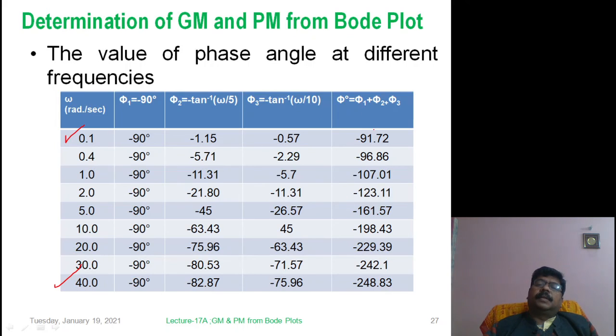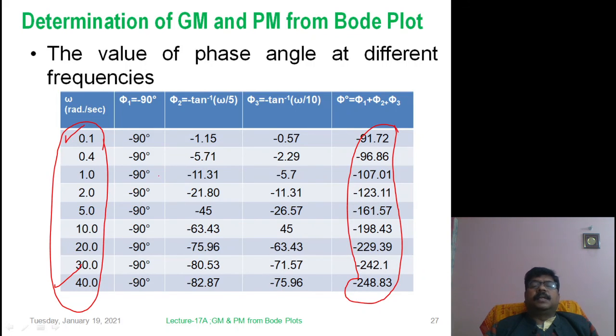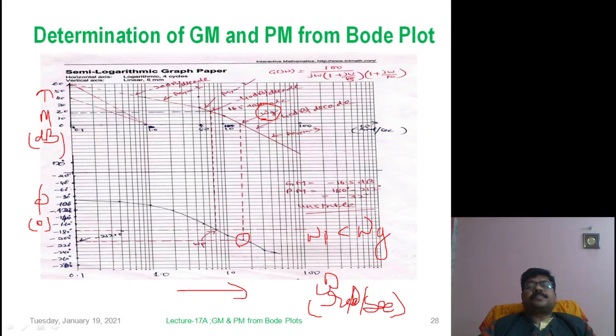That will be the resulting net angle contributed by each of the frequencies, and the frequency is varied from 0.1 to 40 radian per second. So this is the phase angle with variation in the frequency. Now the Bode plot is constructed like this.